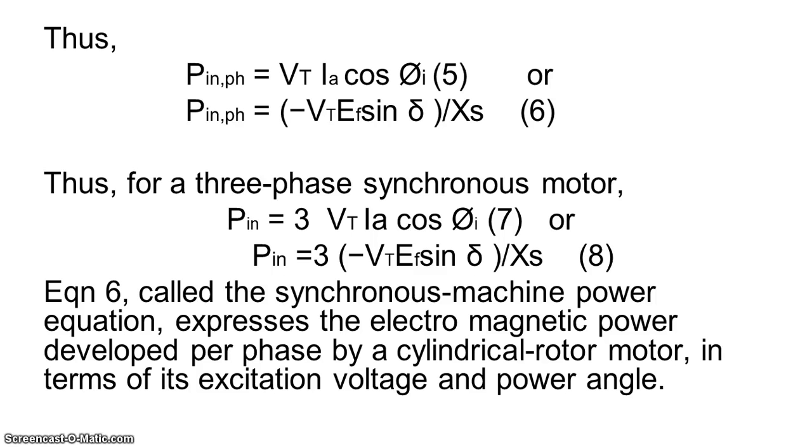Similarly, for a 3-phase synchronous motor, we just have to multiply the RHS of the equation by 3. So we get P input equal to 3 VT IA cos theta I, or P input is equal to minus 3 VT EF sin delta divided by XS. Now equations 6, 7 and 8 are called the synchronous machine power equation, and it expresses the electromagnetic power developed per phase by a cylindrical rotor motor in terms of its excitation voltage and power angle.